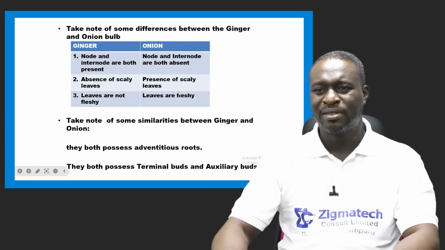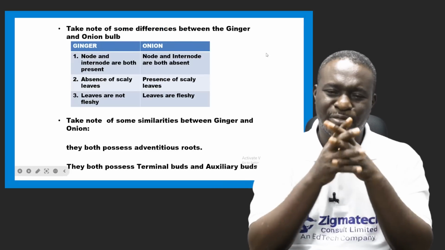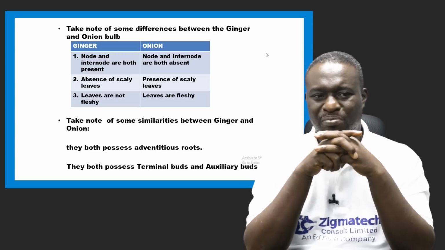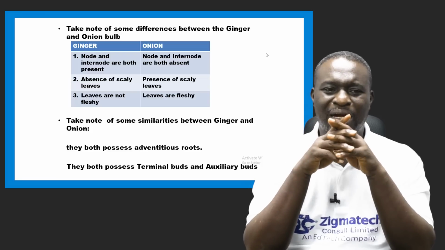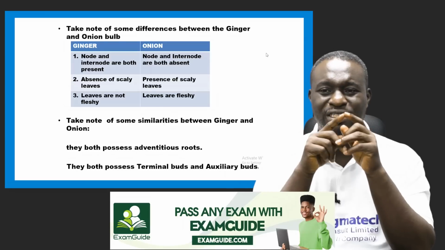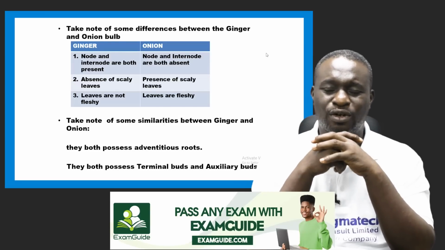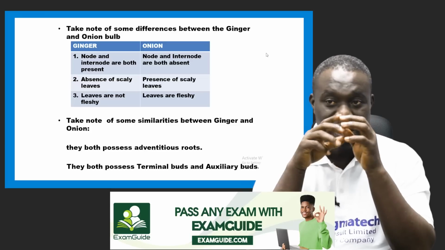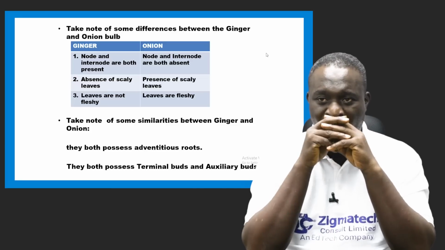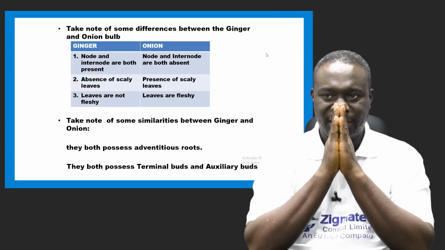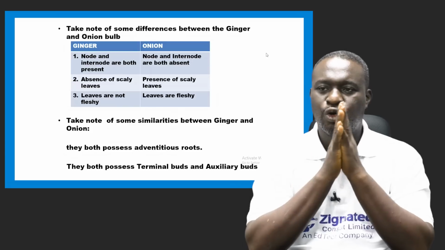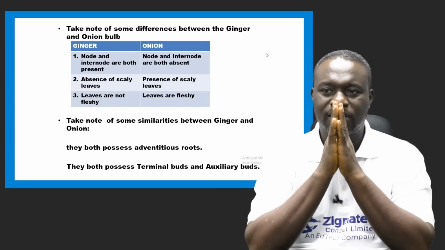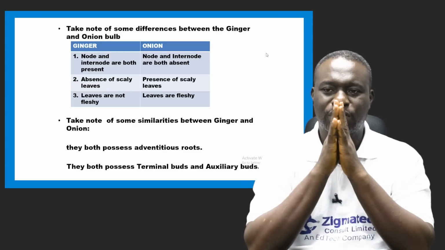Now look at this. Take note also of some differences between the ginger and the onion bulb. Several times in some past questions, we have seen questions on the differences between ginger and onion bulb. In ginger, node and internode are both present. And here in onion, node and internode are both absent. We're going to be seeing that.